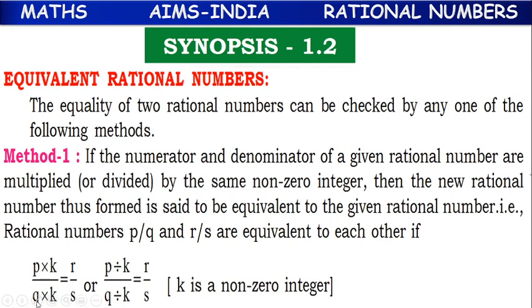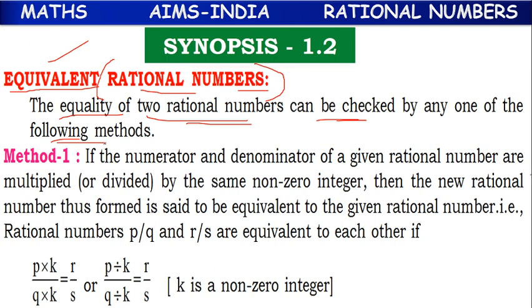So in this video we are going to learn about equivalent rational numbers. Equivalent rational numbers means the equality of rational numbers is to be checked, and we have to tell whether they are equivalent or not. If we have two rational numbers, their equality can be checked by any one of the following methods, so that we can tell whether they are equivalent or not.